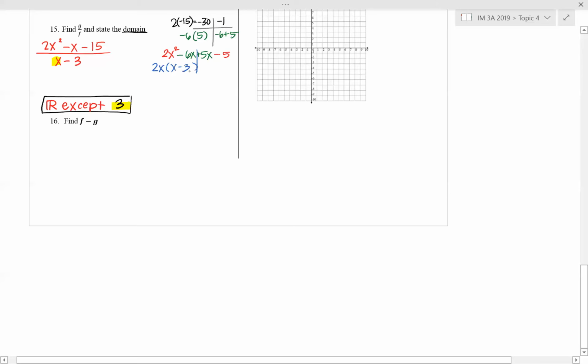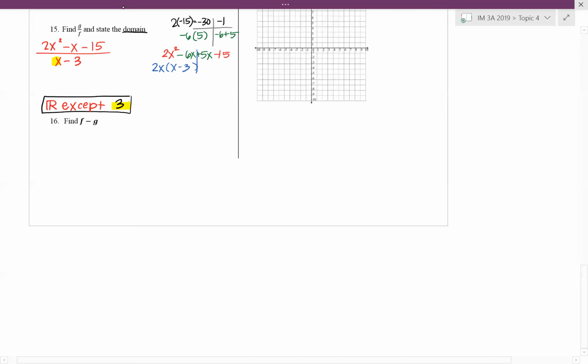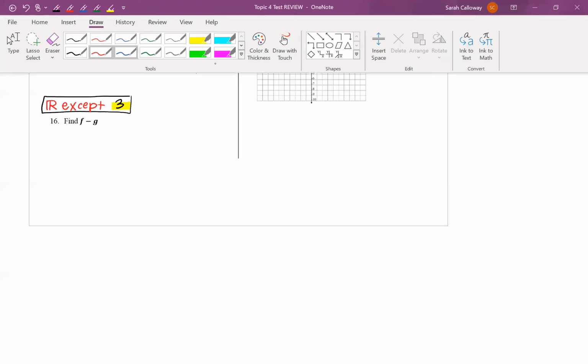Oops, that's supposed to be a 15. So I knew that I wrote something wrong because I know I'm supposed to have an x minus 3 here. And if that was a 5 like I had written, it would have been an x minus 1. So be careful that you copy that down correctly. So the last term should be negative 15, and I made that mistake.